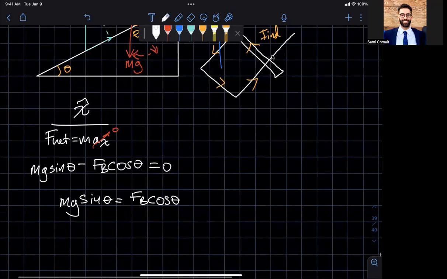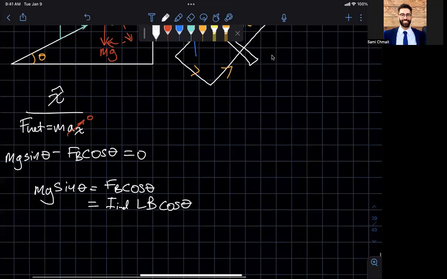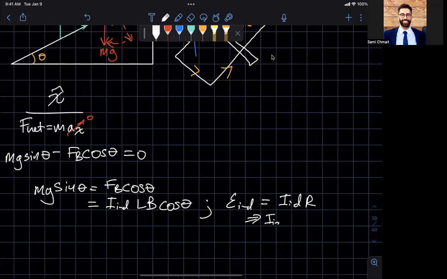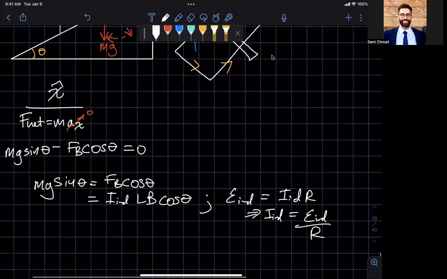Now let's expand what FB is equal to. That's going to be equal to I induced L B sine theta, but we know the angle between them is 0, so sine is 1, and I'm just going to exclude that, leaving cosine theta. But we don't know what I induced is, though we do know how to find it. Again, that's our motional EMF. E induced is equal to I induced R. Okay, rearrange, and plug everything in.